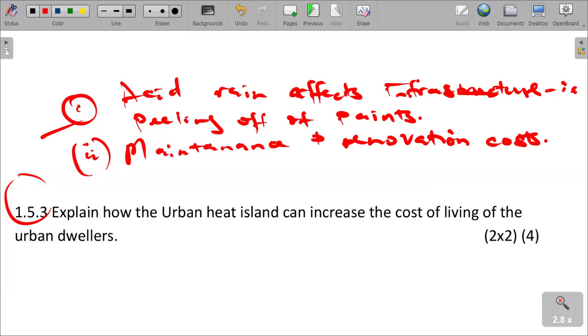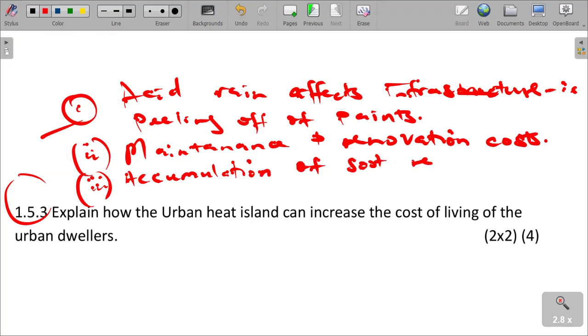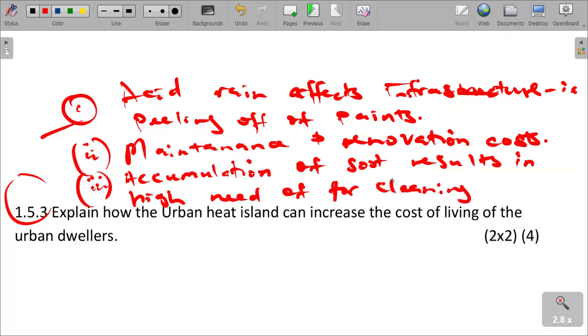We talk about the accumulation of soot on buildings, which results in more cleaning requirements, a higher need for cleaning services, which is actually adding cost in that respect.